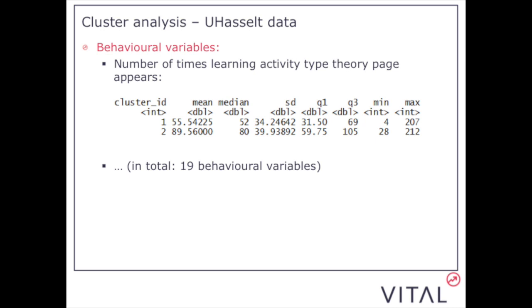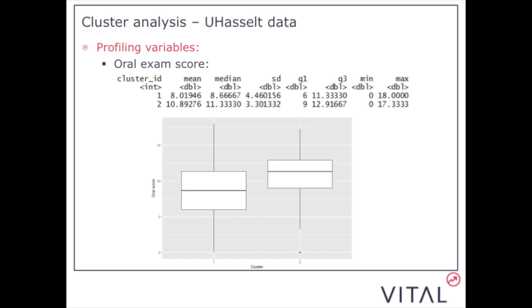So in total, for the cluster analysis we included 19 behavioral variables. Then these 2 clusters were profiled. They were compared to profiling variables such as the oral exam score. So we could see that cluster 2, the smaller but more active group, also scored significantly higher than the less active group, a mean of almost 11 as compared to 8 for the less active group, meaning that more activity was correlated with better exam results.